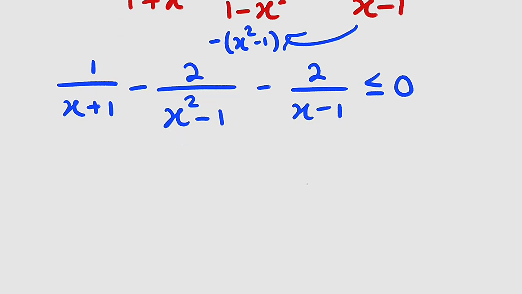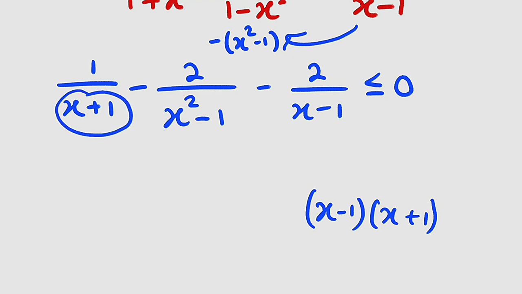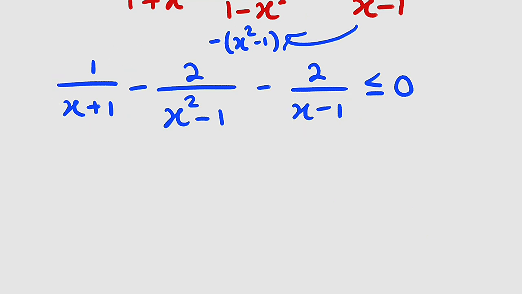Remember that this is x minus 1 multiplied by x plus 1. This is a difference of two squares. So we can make every single denominator become x squared minus 1. We can do that by multiplying this by x minus 1, and here by multiplying x minus 1 by x plus 1. So let's do that. For the first one, by multiplying the bottom by x minus 1, you have to multiply the top by the same value. So we have x minus 1 to the top. To the bottom we have x squared minus 1.